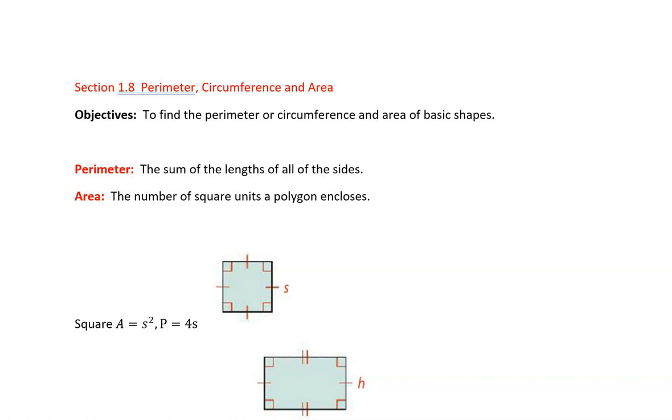Section 1.8, Perimeter, Circumference, and Area. The objectives for today are to find the perimeter or circumference and area of basic shapes.